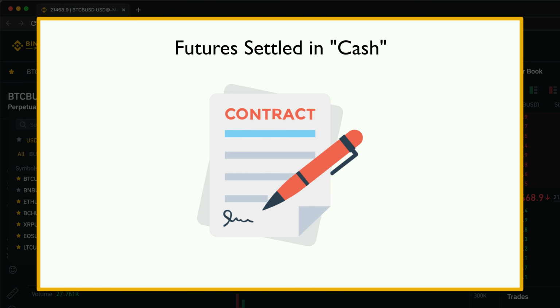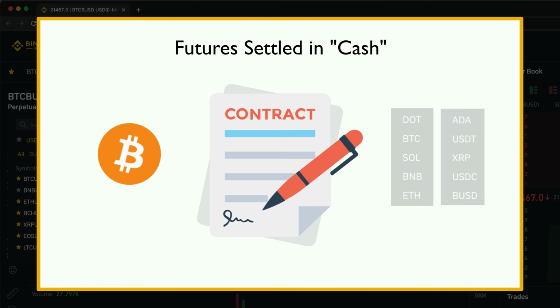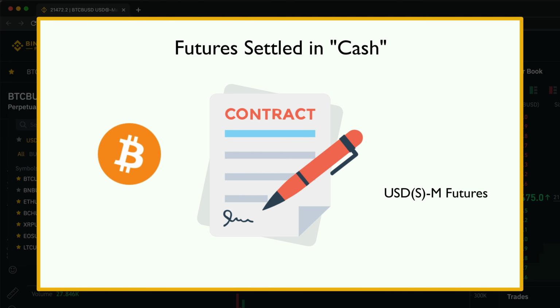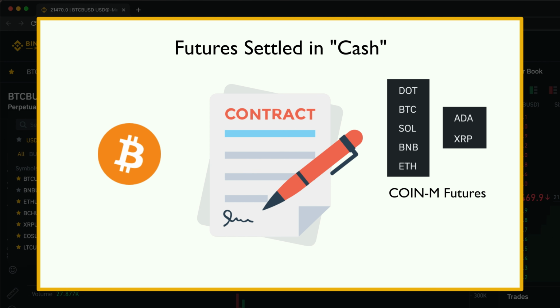And even though we might enter a futures contract about buying or selling Bitcoin or any other underlying asset, in practice, we don't actually need to buy or sell the asset itself. Instead, we can just use any available asset as collateral, also called margin, to fund our trade and pay up when we close our position. As we've already seen, for USD-M futures, that would be either US dollar Tether or Binance USD. And for COIN-M futures, we can use these cryptocurrencies right here.